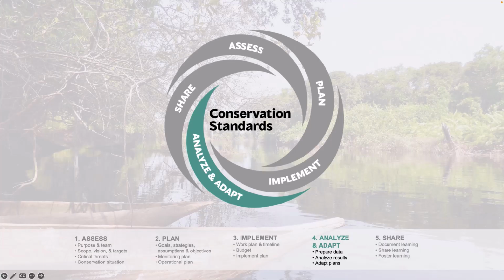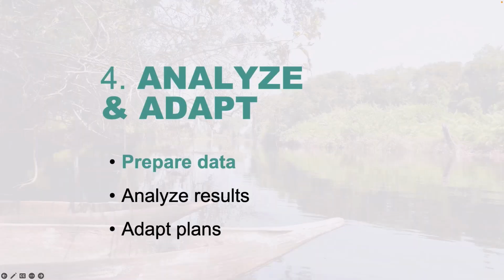In this module, we'll continue to focus on the first bullet point in Step 4, which is preparing your data. As demonstrated in Module 2, preparing data correctly will assure that your team is able to analyze project progress and determine if and how to adapt your plan going forward. This is an essential step in practicing adaptive management.